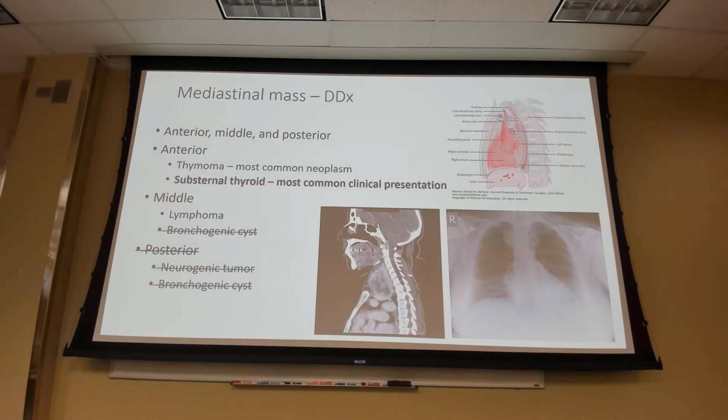All right, so due to the location of the thyroid, what we worry about is mediastinal masses. The most common clinical presentation is a substernal thyroid, and that's just from enlargement, and then it ends up in the anterior mediastinum in these patients. And then obviously, we're not going to talk about thymoma, but that's the most common neoplasm we see.